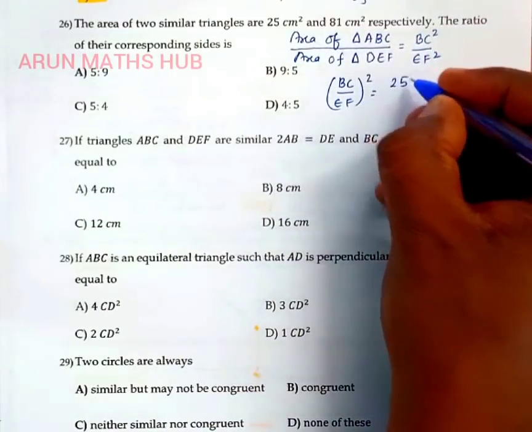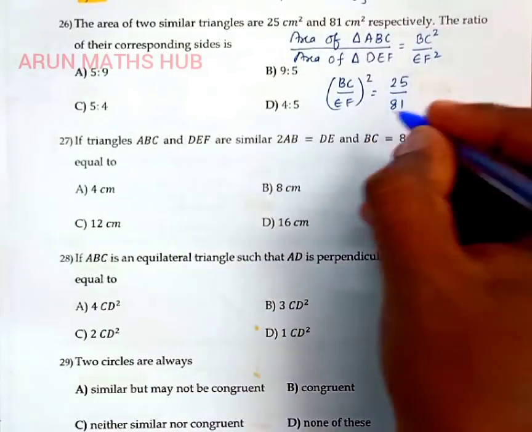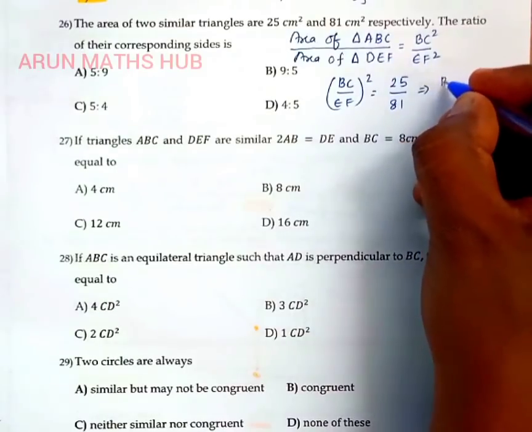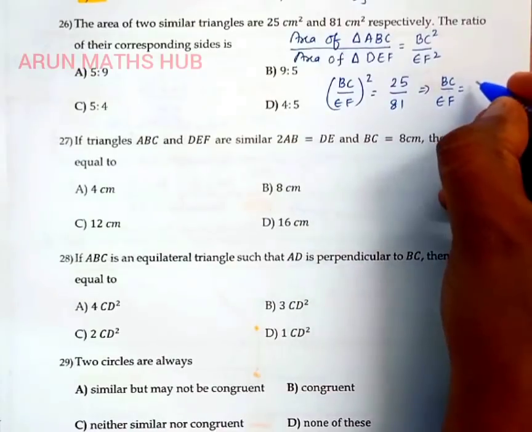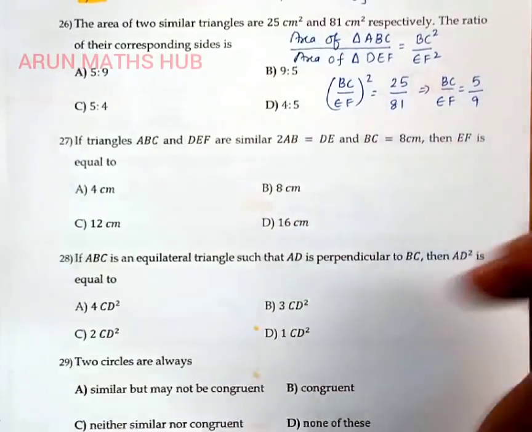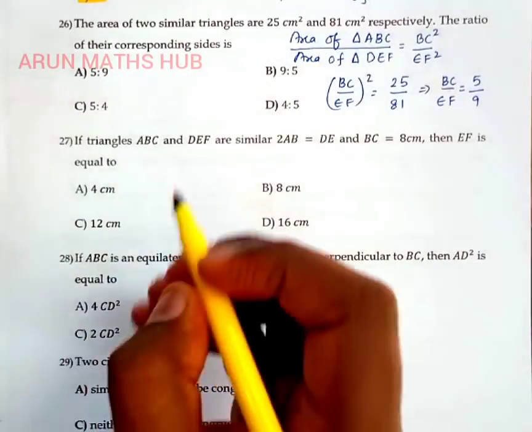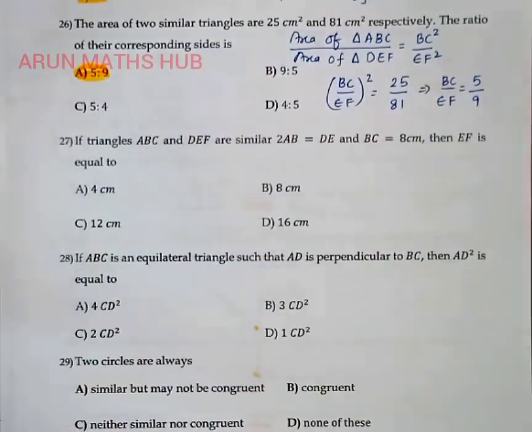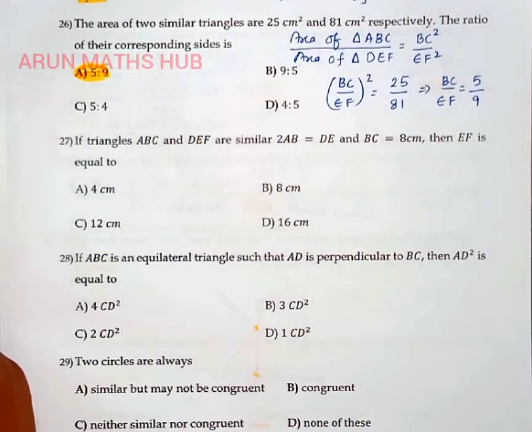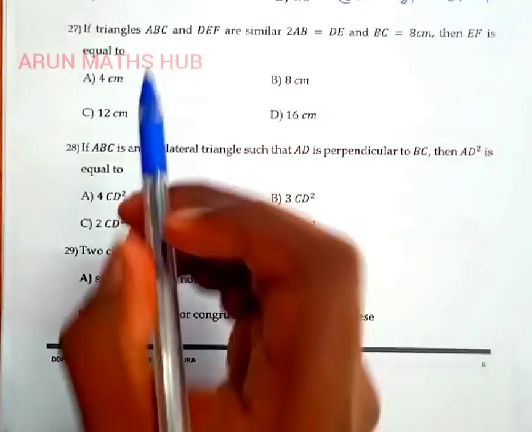BC by EF is equal to the area of triangle ABC divided by the area of triangle DEF, which is equal to 25 by 81. Now BC by EF equals square root of 25 by 81. Square root of 25 is 5, square root of 81 is 9. Therefore the ratio is 5:9. This question has been repeated many times. Very important question for your exam.